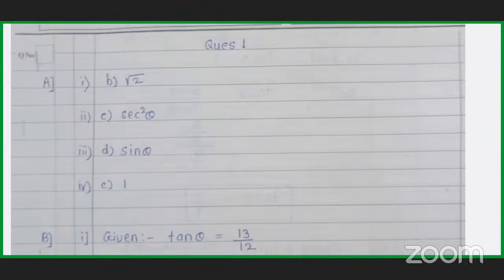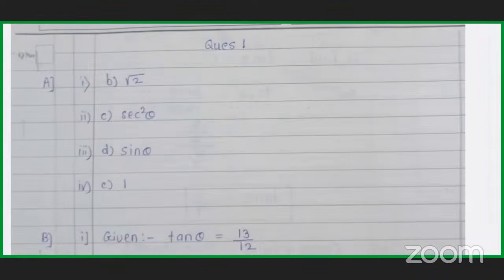And the last MCQ, tan theta into cot theta. It is a reciprocal form. So tan into cot is always 1. So our option C is correct. Then focus on question 1B. Solve the following sub questions. So what is our first question?